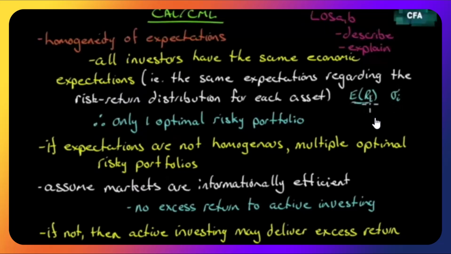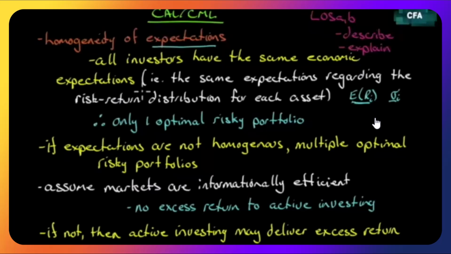If everyone has the same economic expectations, everyone should arrive at the same expected return given that level of risk. If that's the case, there would be only one optimal risky portfolio. Do you believe that all investors have the same economic expectation? If you do, then there is one optimal portfolio out there, and your job is to find it, and once you find it, you're done. Your investing career is over. You found the optimal portfolio.